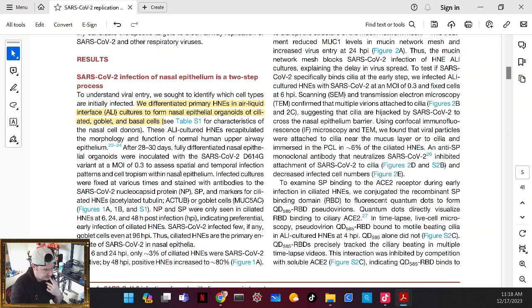After 28 to 30 days, fully differentiated nasal epithelial organoids were inoculated. So once these are stable, and they're definitely going to survive, they inoculate with COVID. And they're looking at spatial and temporal infection. So this is just showing how the infection spreads, what happens. They're basically saying, here's COVID, let's see what happens. Spatial, that's position; temporal, that's time.